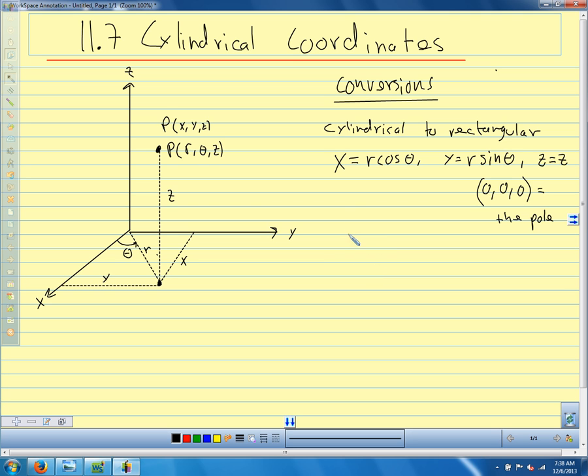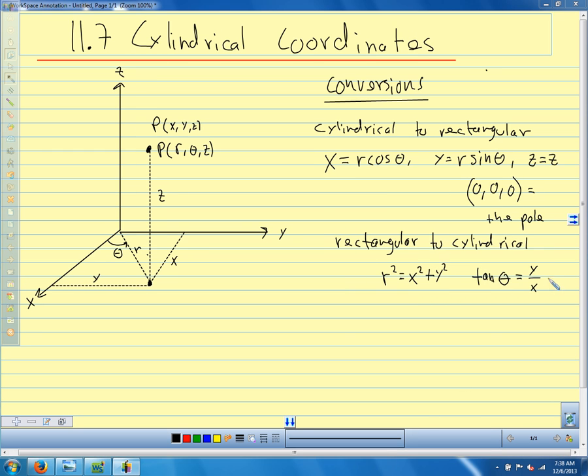And then if we're going the other direction, rectangular to cylindrical, r squared equals x squared plus y squared, and then tangent theta equals y over x, and z equals z. So all we're doing is adding a z component to polar coordinates.